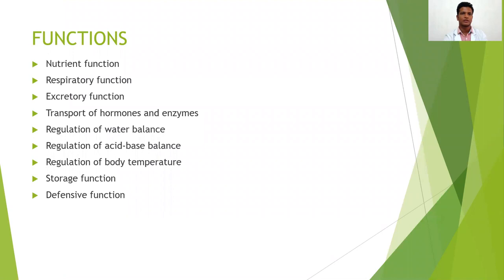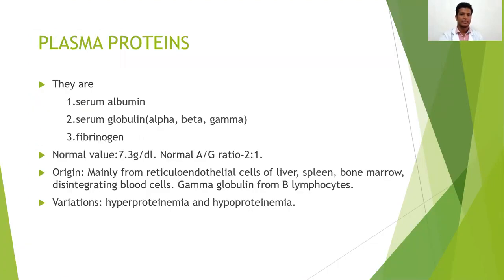Coming to the functions of the blood: the nutrient function, respiratory function, excretory function, transport of hormones and enzymes, regulation of water balance, regulation of acid-base balance, regulation of body temperature, storage function, and defensive function.